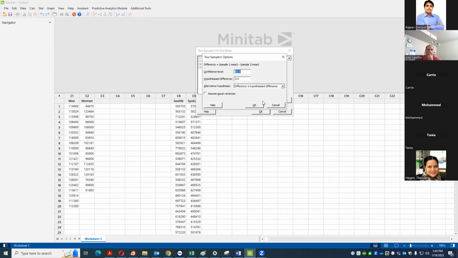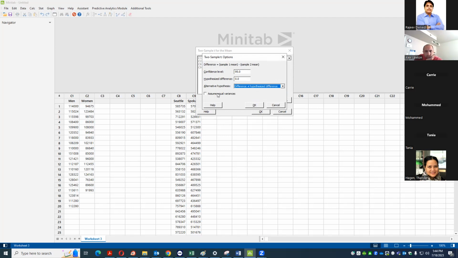Now we have different options: assume equal variance or not assume equal variance. This is another option. When do we assume equal variance? When do we assume unequal variance? I'm coming to that in a minute. The hypothesized difference means the difference between Seattle and Spokane is 0. Okay, this is the hypothesized value. The alternative hypotheses are: not equal to 0, less than 0, or greater than 0. We are going to work one by one. So here, assume equal variance.